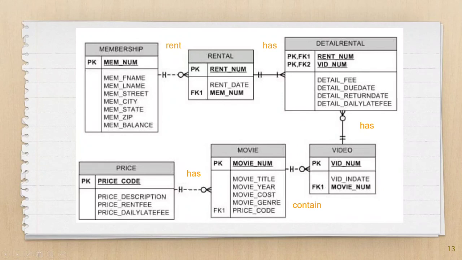The second last table is video. It contains the primary key, video number, video indent, and the foreign key, movie number from the table movie. This table is used to differentiate the copies of the same movies in the shop. Then, between the tables rental and video, there will be a composite entity that serves as a bridge. It is called detail rental. It contains a primary key and foreign key, rent number from rental, and a primary key and foreign key, video number from video. Its entities are detail fee, detail due date, detail return date, and detail daily late fee.